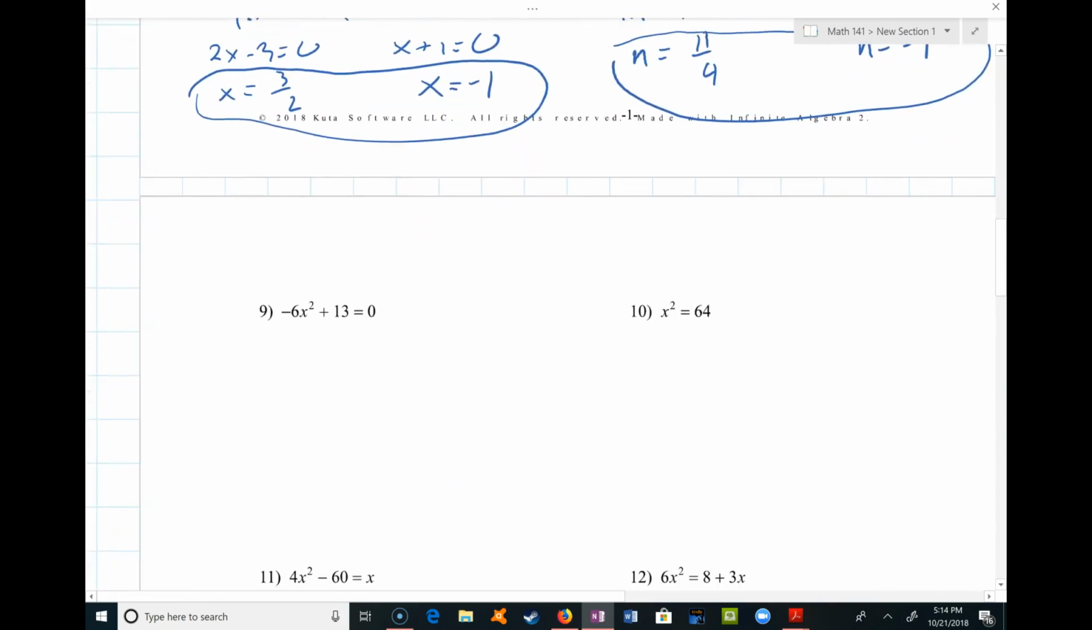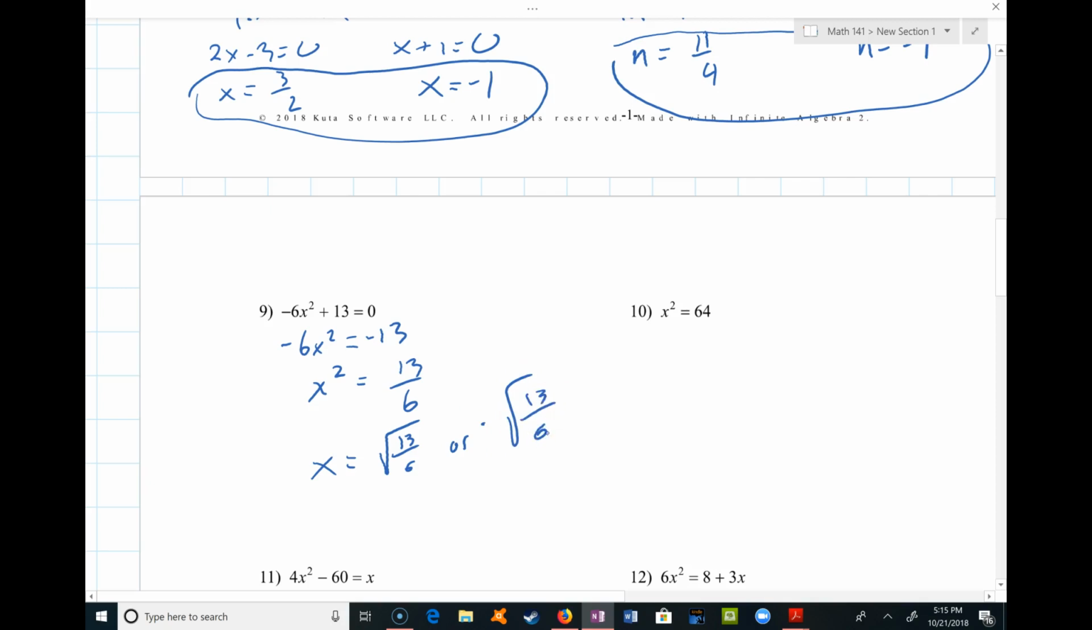Oh, here's another one with no single x terms. So I subtract 13 from both sides, and we get negative 6x squared is equal to negative 13, which means x squared is equal to 13/6. And I square root both sides, and I get x is equal to the square root of 13/6, or negative square root of 13/6.